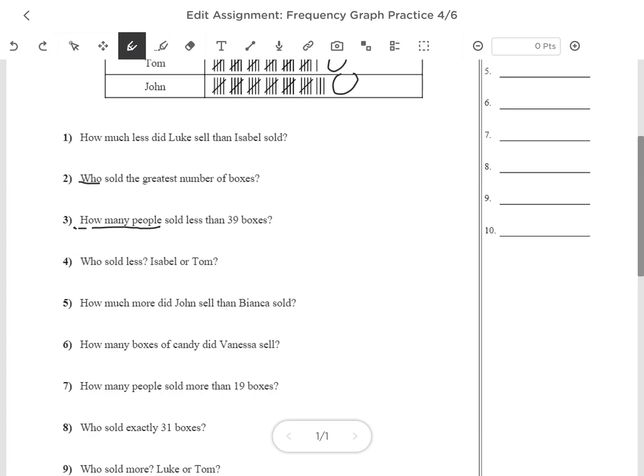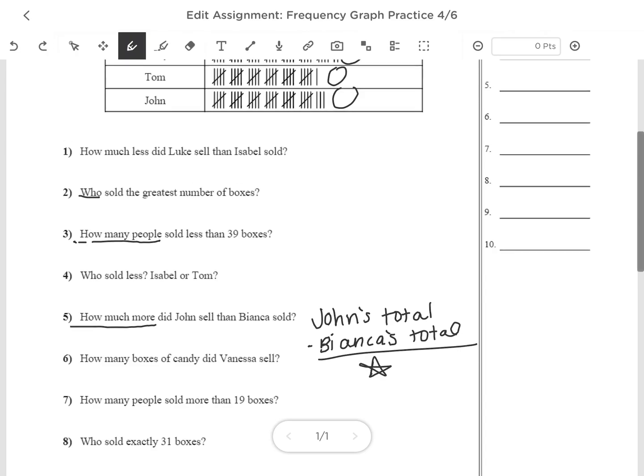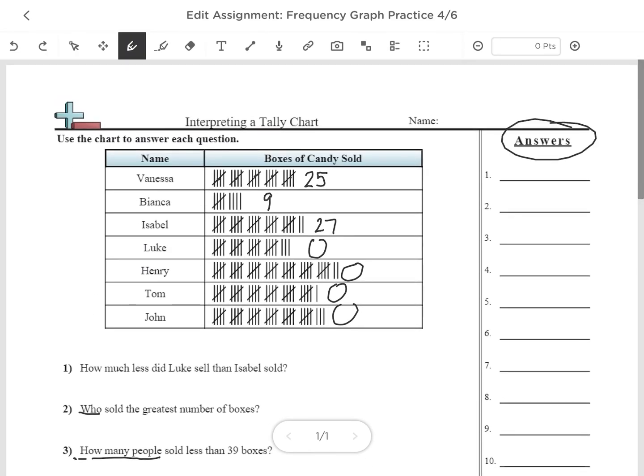If they're asking you how much more did John sell than Bianca sold, you're going to find John's total minus Bianca's total. And that's how many more there are. All of your answers are going to go over here on the right-hand side, and I look forward to seeing your work.